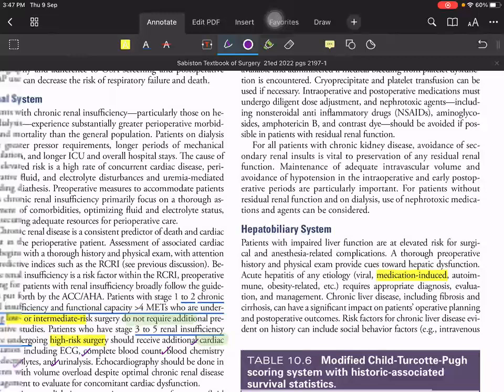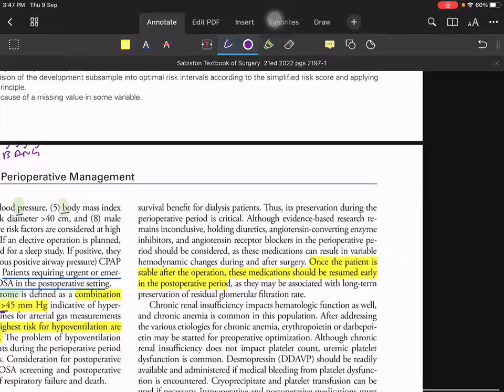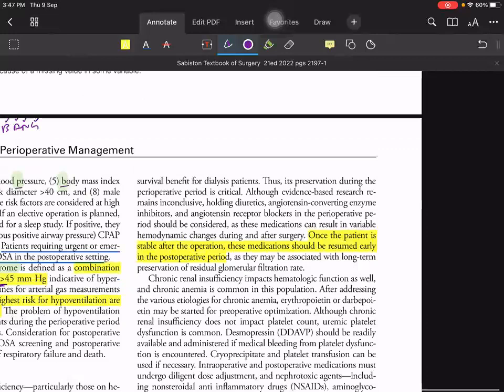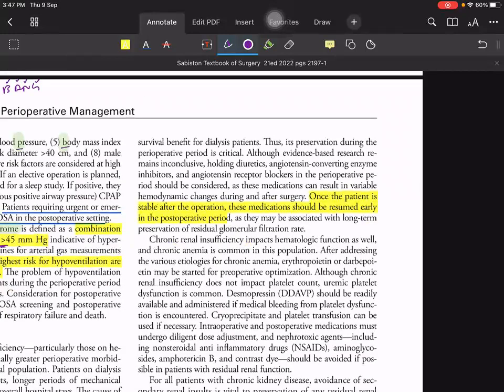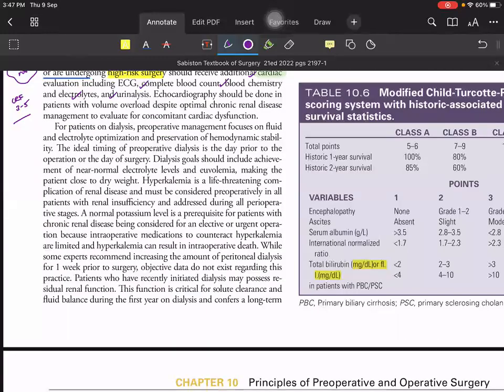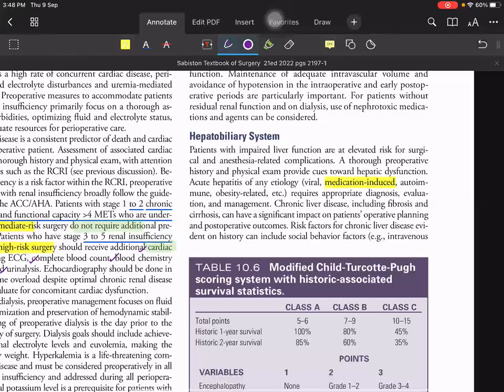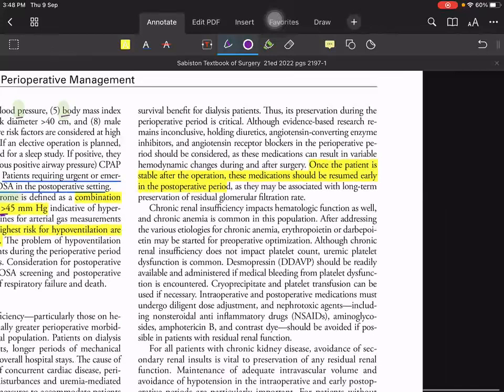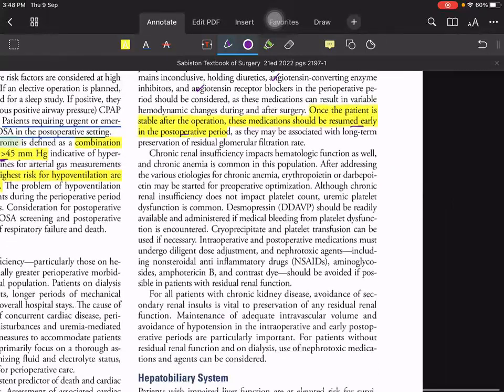Next, once the patient is stable after the operation, these medications should be resumed early in the postoperative period. They are simply telling about cardiac failure and renal failure patients, and the drugs they take, such as diuretics, ACE inhibitors, ARBs. Once the patient is stable after the operation, this medication should be resumed early. They did not tell about when to stop the drug. That will come later.